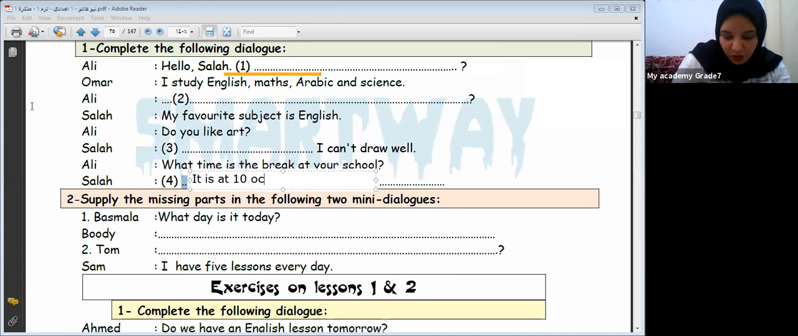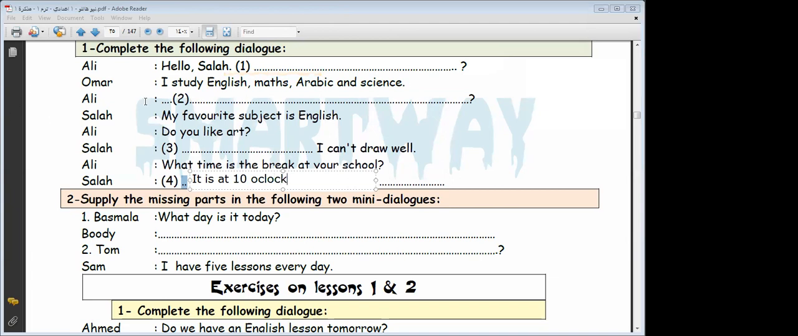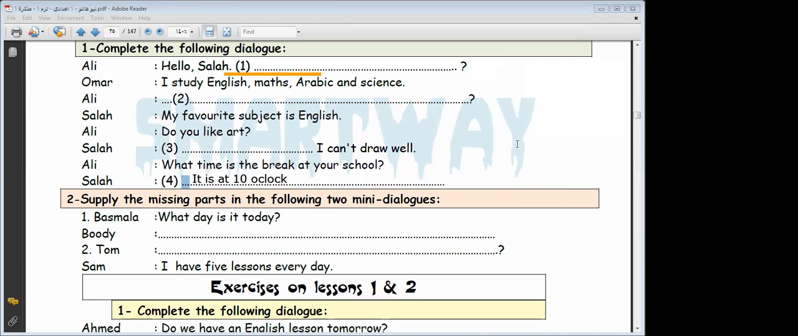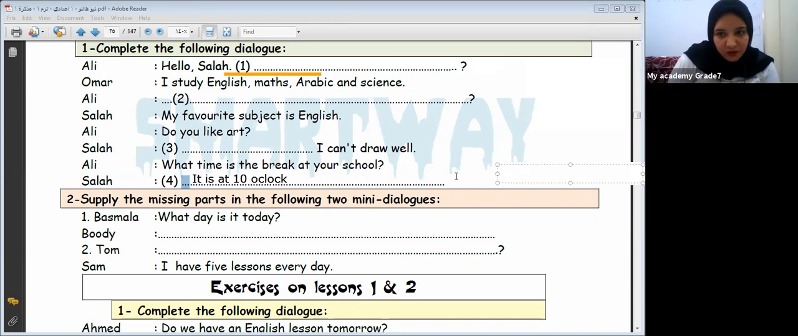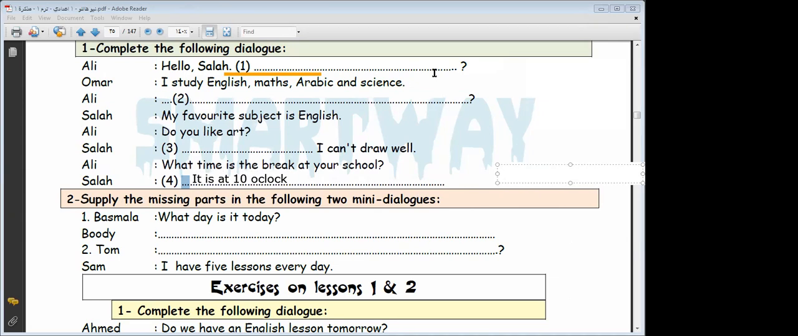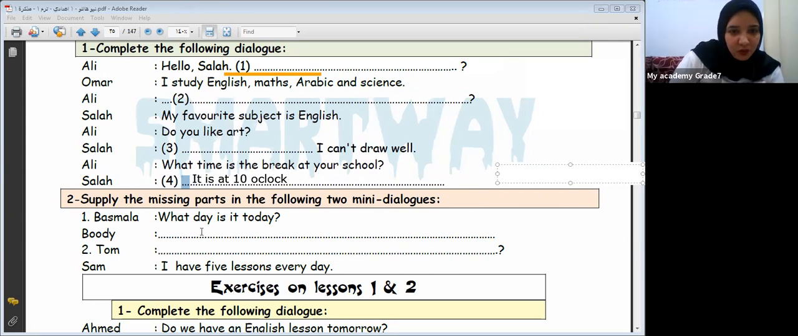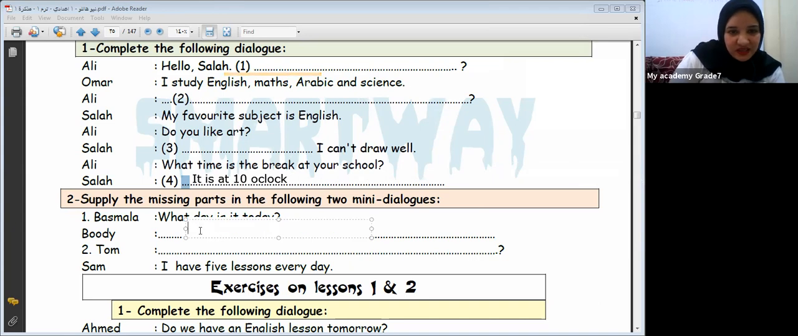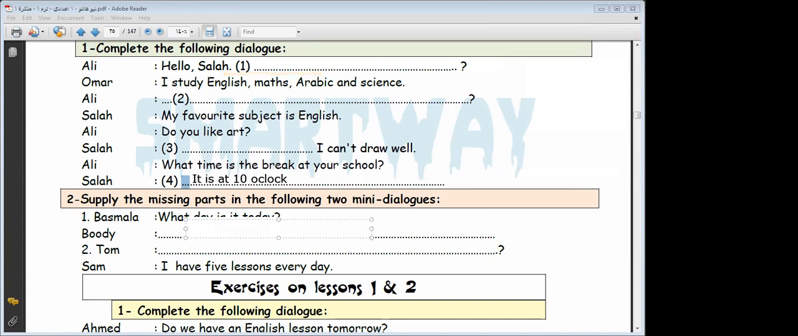Okay, be ready for the next question. I'm very ready, yes. Supply the missing parts in the following two mini dialogues. Basmala and Budi. What day is today? Who's answering? You or your cat will answer. What day is today? It is Tuesday.